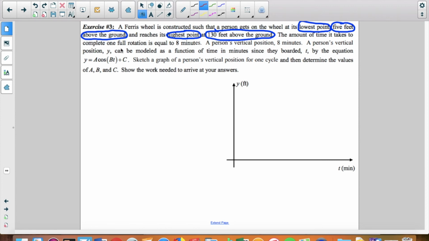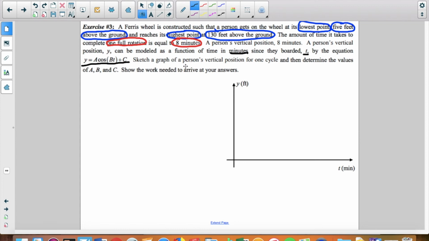The amount of time it takes to complete one full rotation is 8 minutes. That tells us about the period, one full rotation. It's a key word. A person's vertical position, 8 minutes. So that just says that it takes 8 minutes to go around again. A person's vertical position, y, so that's saying what y is, can be modeled as a function of time in minutes since they boarded by the equation. So we're using a cosine graph.